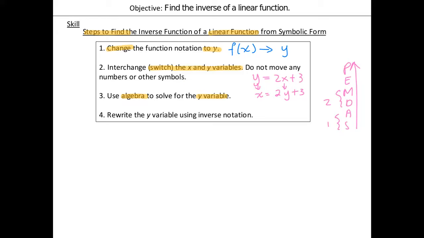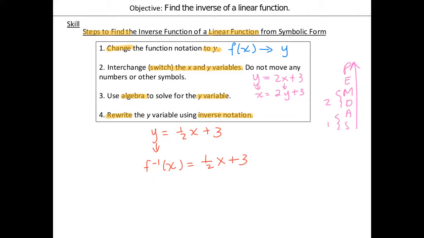And then we're going to rewrite the y variable using inverse notation. So after we solve for y, we're going to get y equals something. So like let's say I get y equals 1/2 x plus 3 or something. The y is going to then switch to f inverse of x.